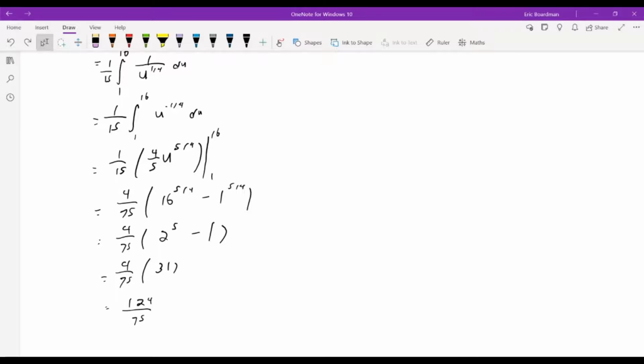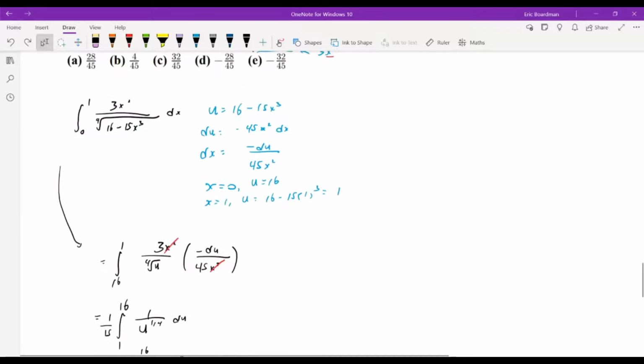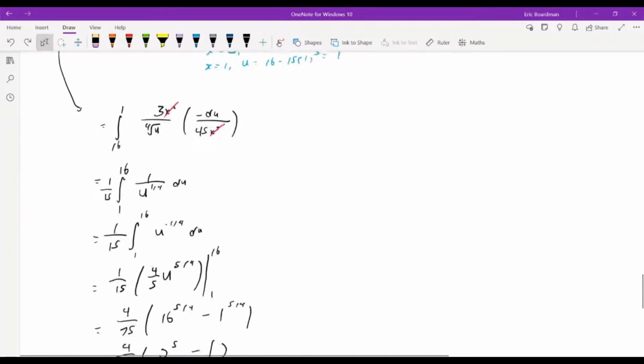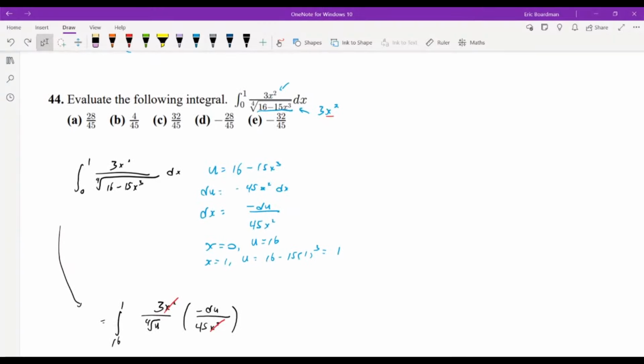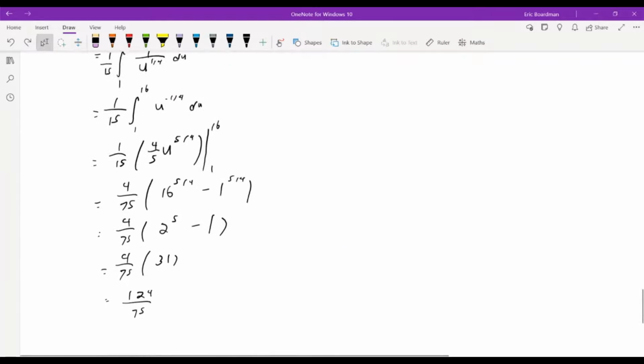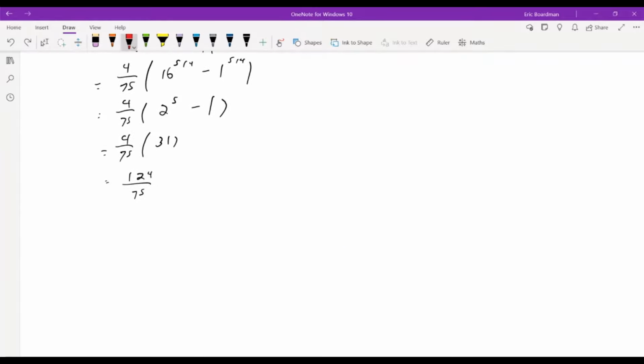I just realized, looking at the possible answers, my answer is not an option. Oh, it's because it can be reduced more. Never mind.